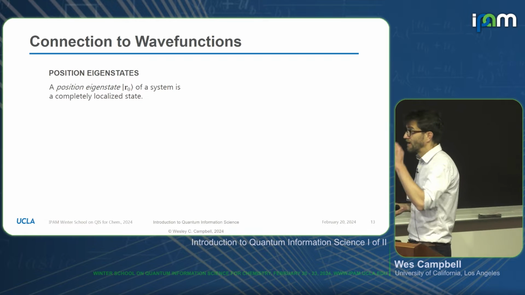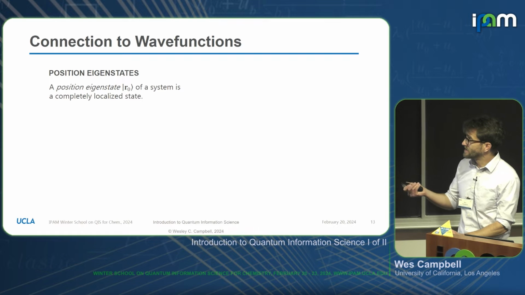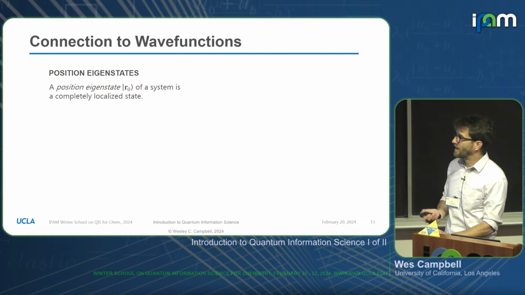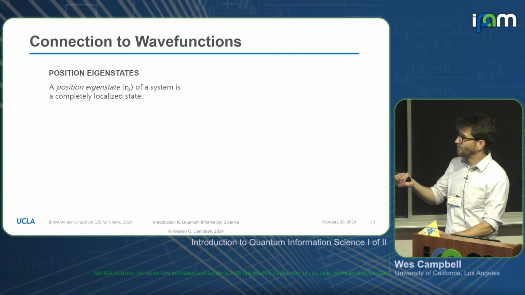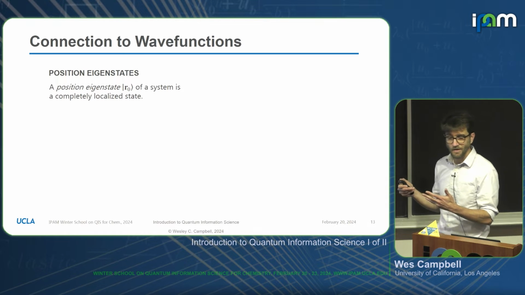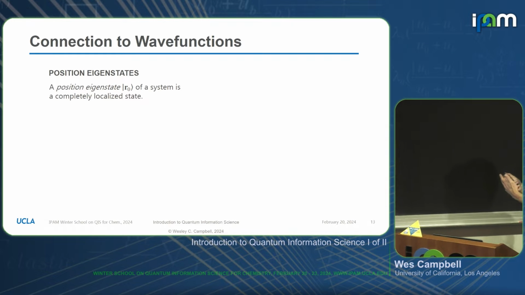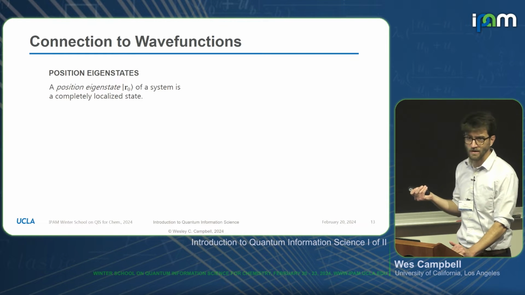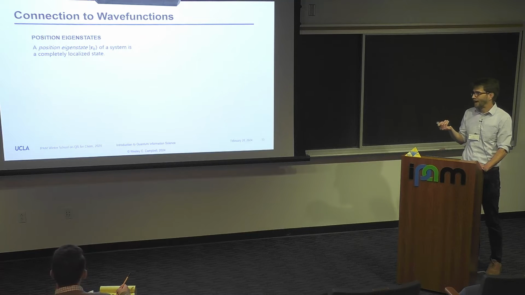We can connect back to wave functions by thinking about a position eigenstate. This thing, a ket with an R naught in it, represents a completely localized state of the system. It is not a wave function. What I'm saying is that symbol is the state vector of this system if it is completely localized at R naught, which is kind of non-physical. I think you know you can't completely localize something to a mathematically infinitesimal measure.